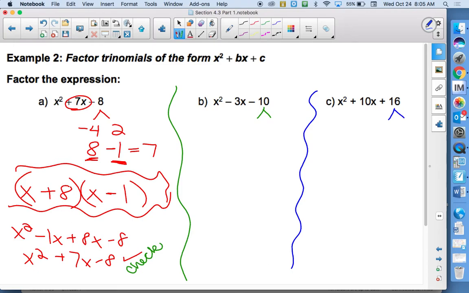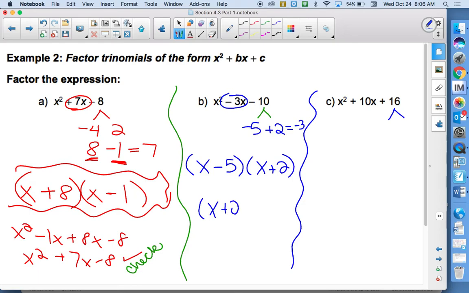Emma, what 2 numbers multiply to be negative 10? So negative 5 and 2. Negative 5 plus 2 does make negative 3. So once you figure out your factors and they combine to be the correct value in the middle, place those factors in parentheses, x minus 5, x plus 2. Or maybe you have x plus 2 and then x minus 5. That's the same exact thing. Just depends how you list your factors, how you think of them.